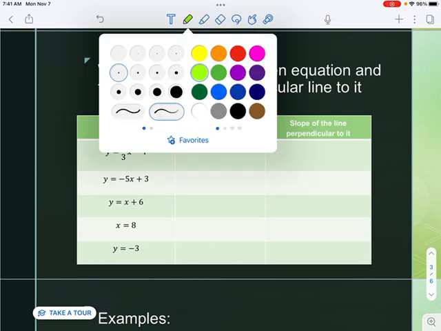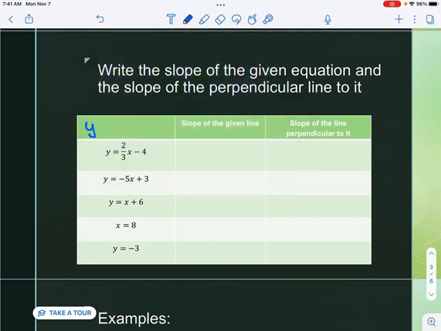So I have my equation. Remember, my equation is y equals mx plus b. So we're looking for the x, and the slope, remember, is what's attached to it. When I look, my slope of my given line is 2/3. The slope of the line perpendicular to that: it's a positive 2/3, so my slope is going to be negative. And then I want the reciprocal, so I flip it, so it would be -3/2.